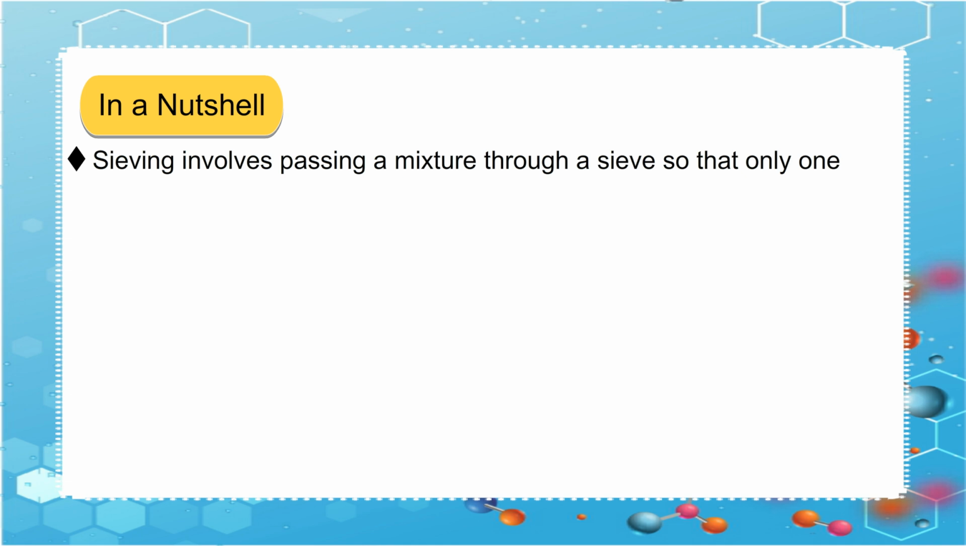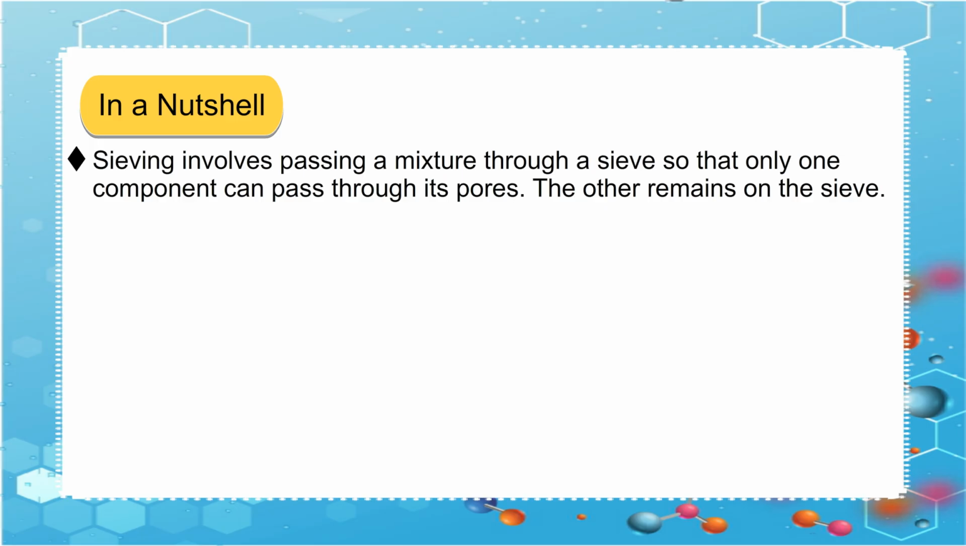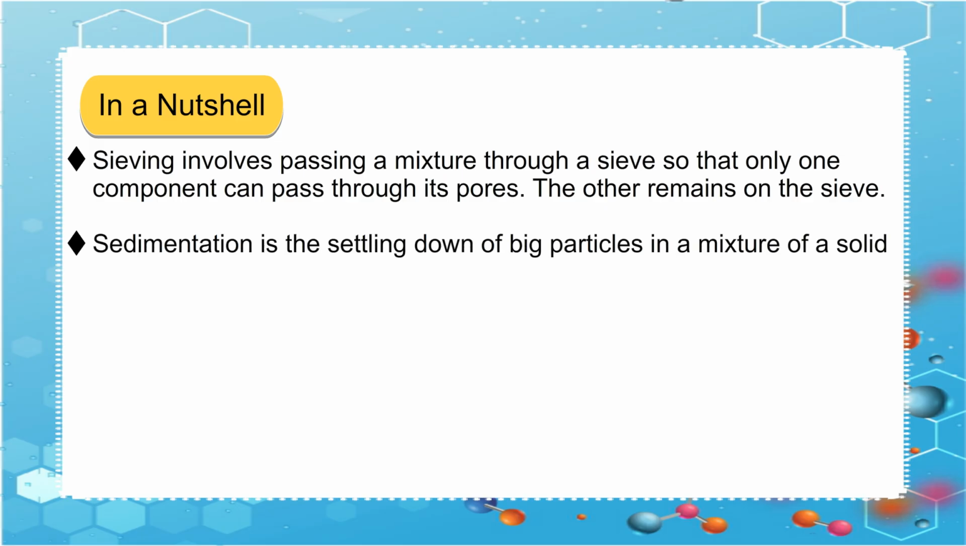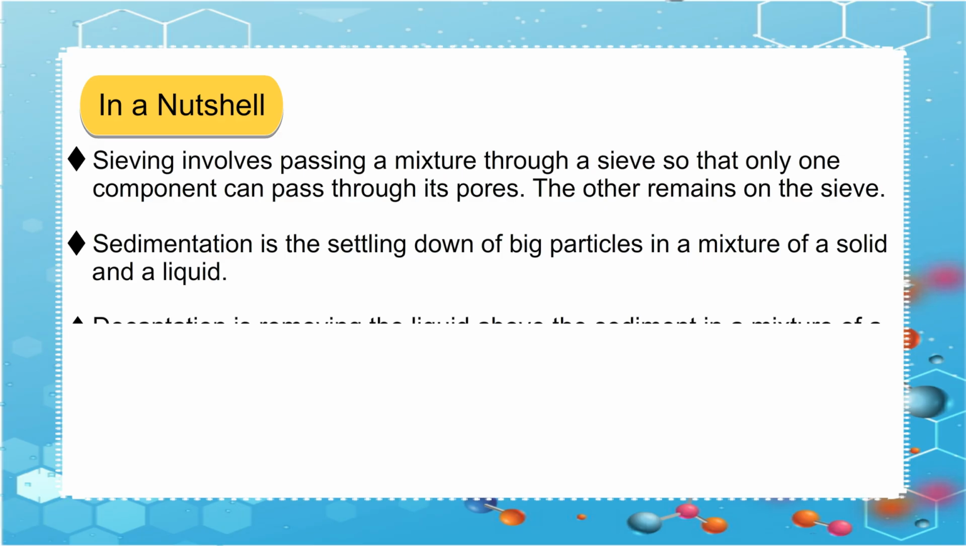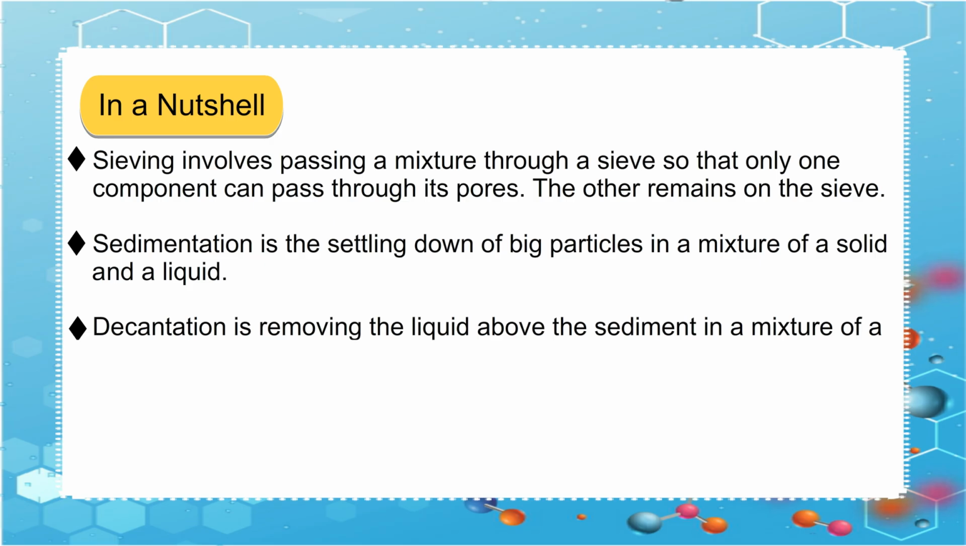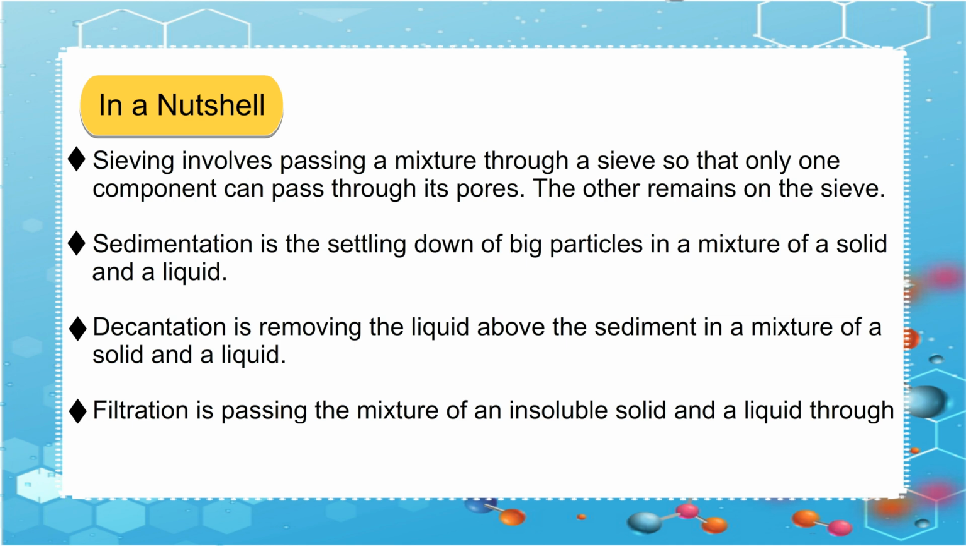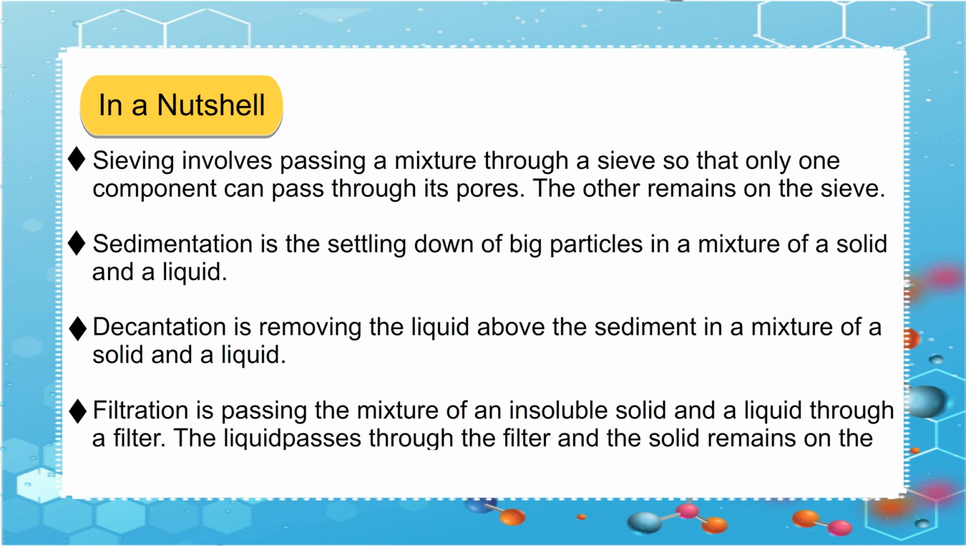Sieving involves passing a mixture through a sieve so that only one component can pass through its pores. The other remains on the sieve. Sedimentation is the settling down of big particles in a mixture of a solid and a liquid. Decantation is removing the liquid above the sediment in a mixture of a solid and a liquid. Filtration is passing the mixture of an insoluble solid and a liquid through a filter. The liquid passes through the filter and the solid remains on the filter.